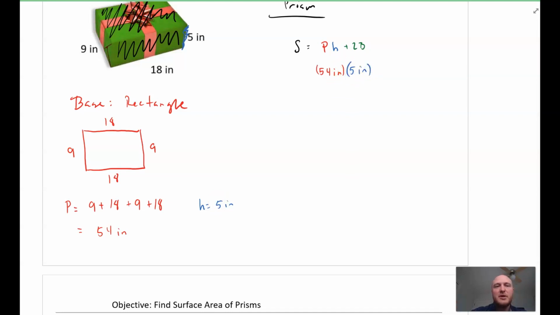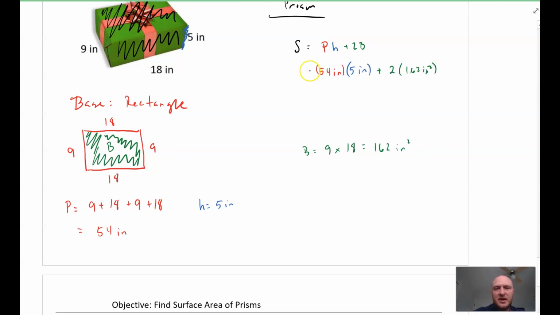Plus 2 times the area of the base. And again, this is going to be much easier. Our base, area of the base is length times width. So 9 times 18. That is this area here. Here is the base, area of the base. That's the inside. Perimeter is outside, area of the base is the inside. So 9 times 18 will give us 162 square inches.